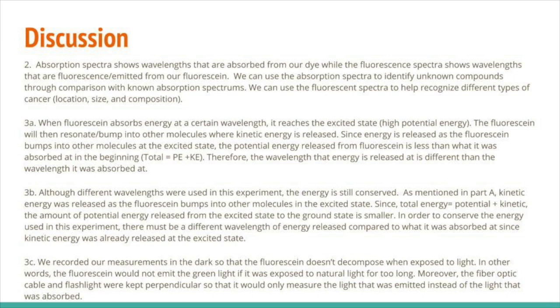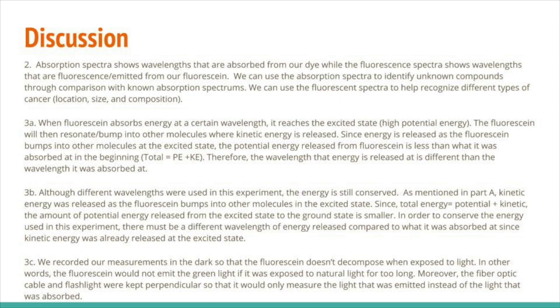We can use the absorption spectra to identify unknown compounds through comparison with known absorption spectrums, while we use the fluorescence spectra to help recognize different types of cancer. When fluorescein absorbs energy at a certain wavelength, it reaches the excited state. The fluorescein will then resonate or bump into other molecules where kinetic energy is released. Since energy is released here, the potential energy released from the fluorescein to the ground state is less than what it was absorbed at in the beginning.